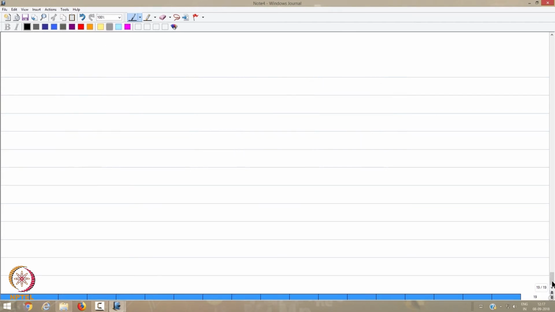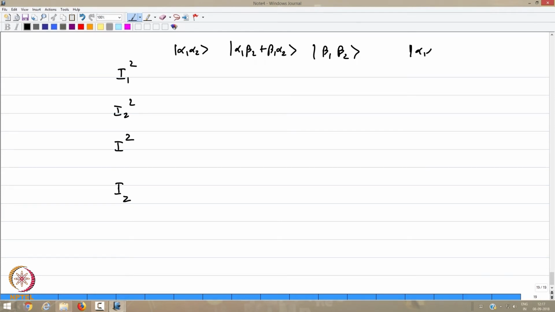The eigenfunctions for the 4 operators that we have, I1 square, I2 square, I square, and Iz. If we do this, you will see that alpha 1, alpha 2, alpha 1, beta 2 plus beta 1, alpha 2, then beta 1, beta 2, and the state alpha 1, beta 2 minus beta 1, alpha 2. If you take these, I1 square gives you 3/4.